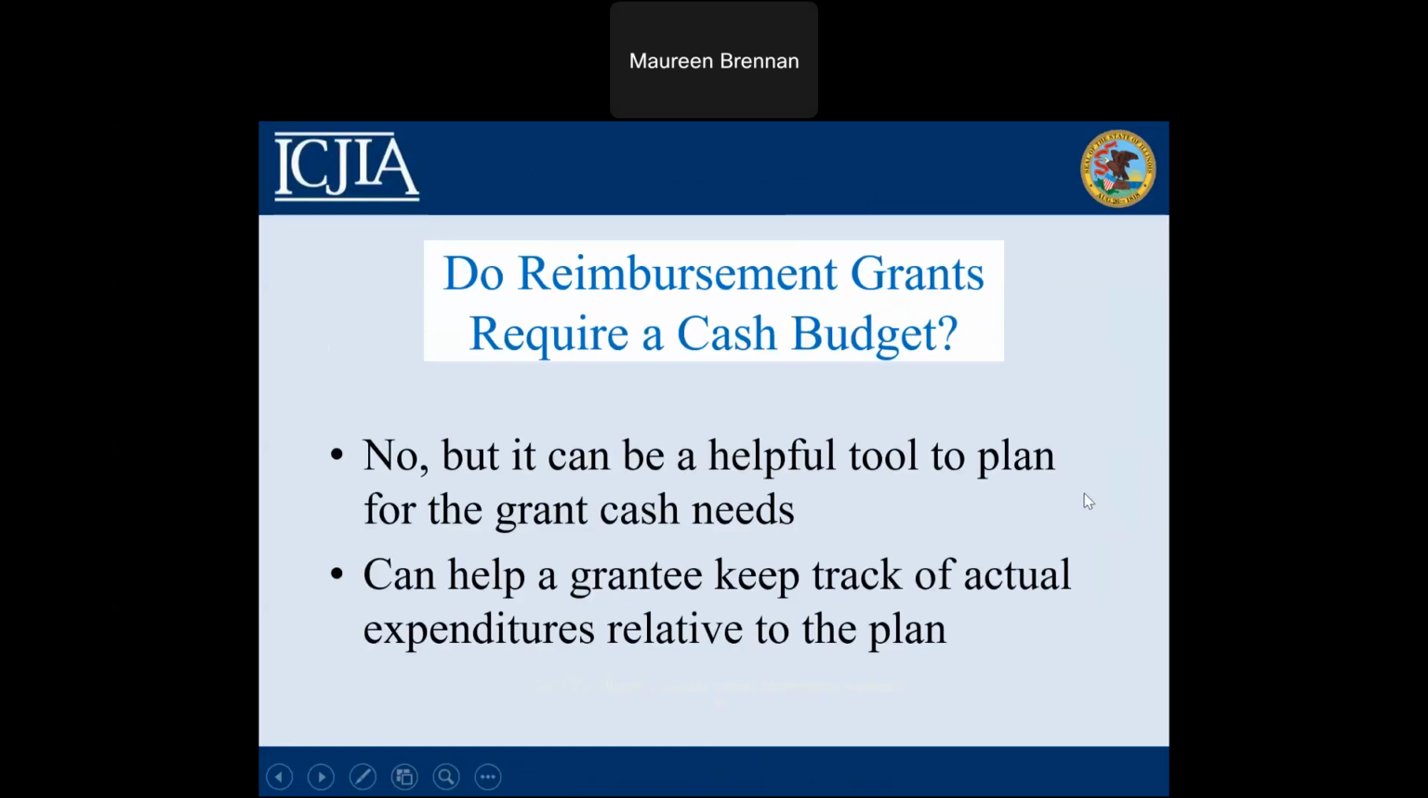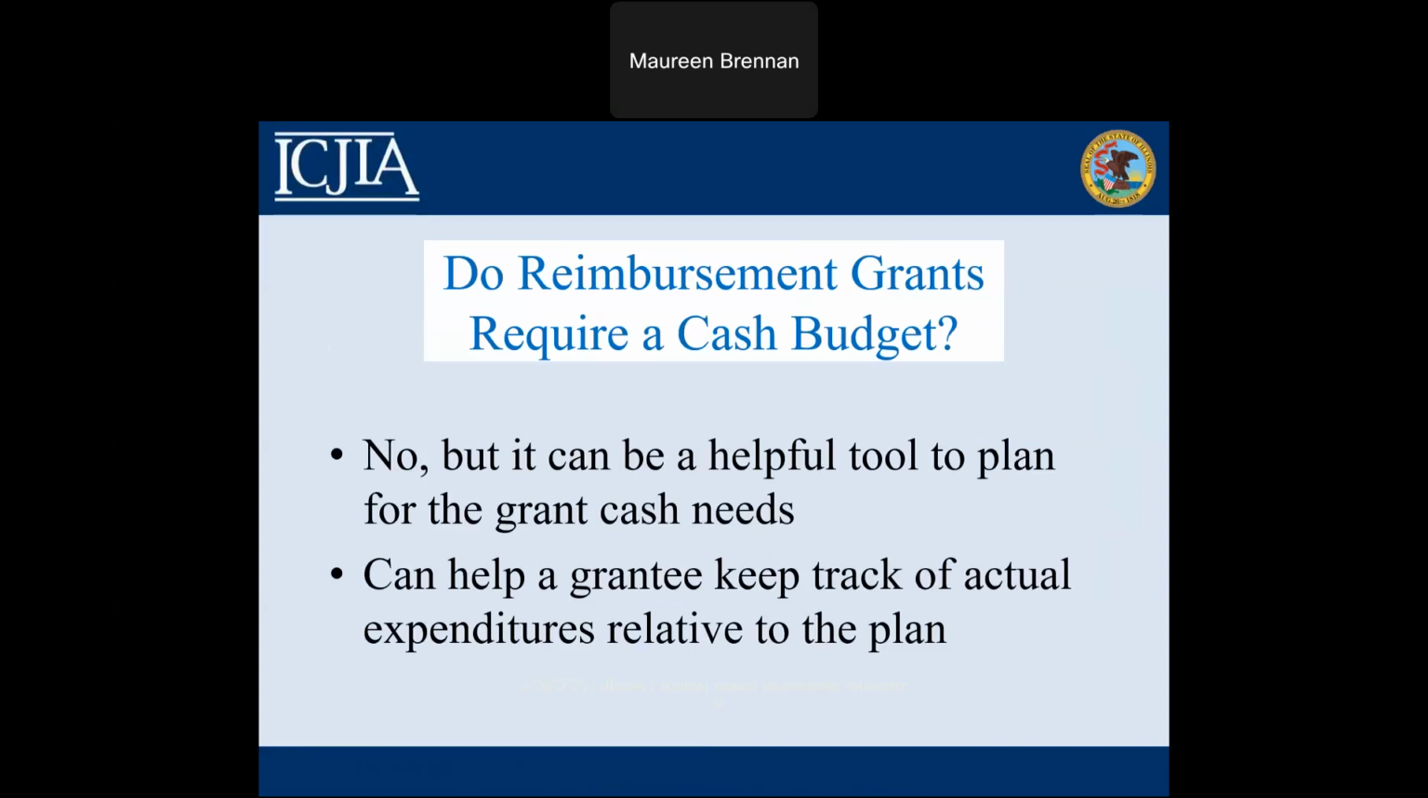Now, I talked about the cash budget real briefly, that plan of your expected expenditures. The reimbursement method does not require the submission of a cash budget. However, it can be a valuable tool to help you plan for your grant cash needs throughout the course of the grant. Because if you use the reimbursement method, you'll have to be incurring those costs, paying those bills, and have the cash flow to be able to do that, because you're going to get reimbursed for those expenses. So it helps you plan for your necessary cash flow throughout the life of the grant.